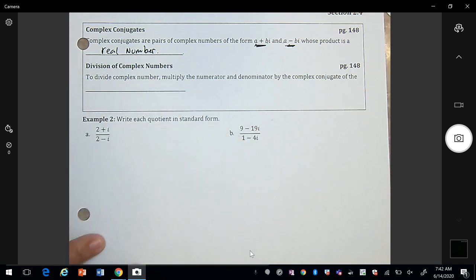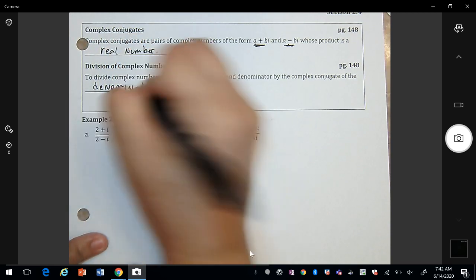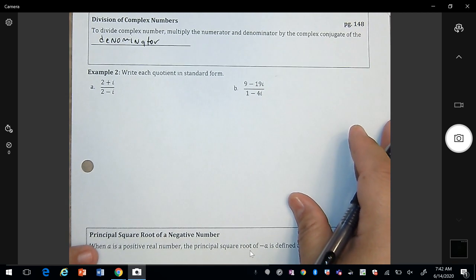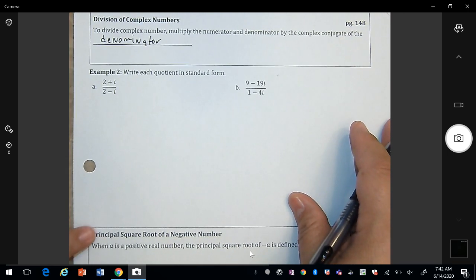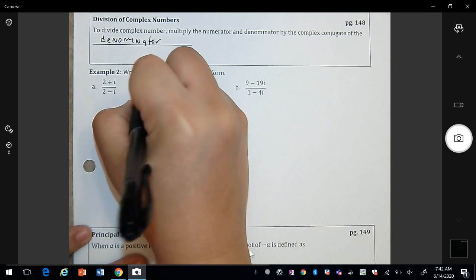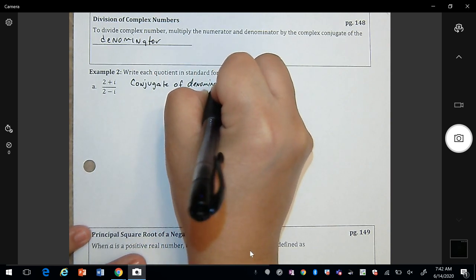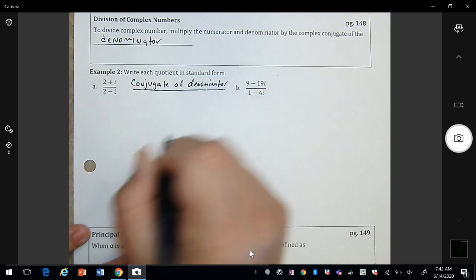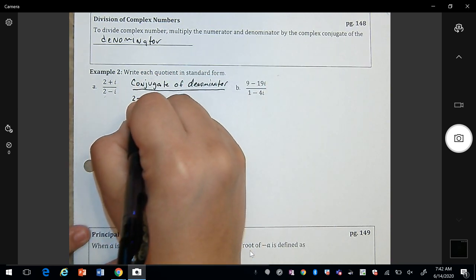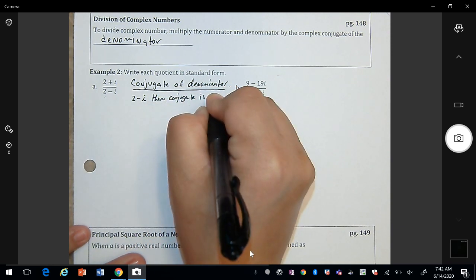To divide complex numbers, we multiply the numerator and denominator by the complex conjugate of the denominator. So here, write each quotient in standard form. The first thing is to identify your conjugate of the denominator. If I have 2 minus i, then the conjugate will be 2 plus i.